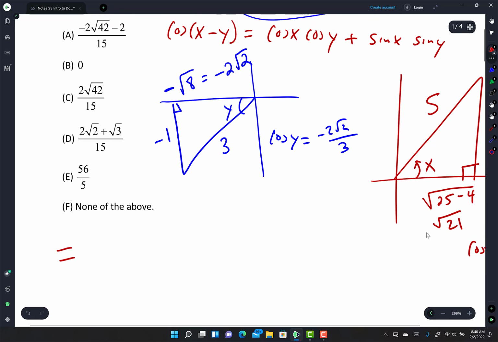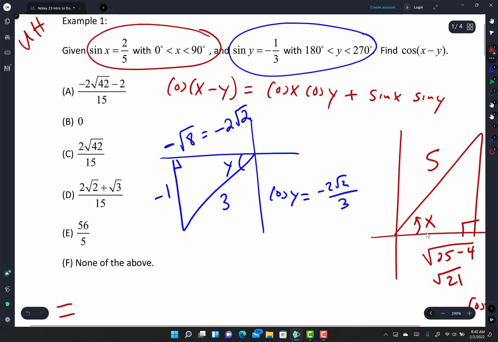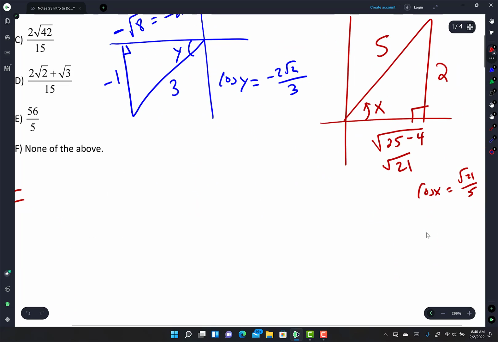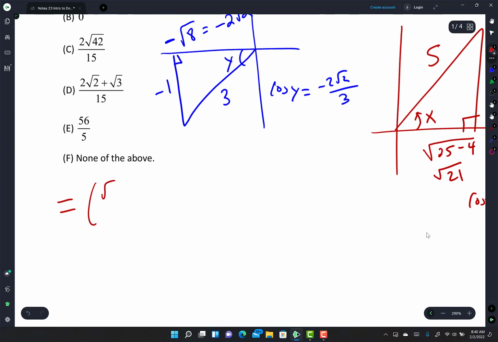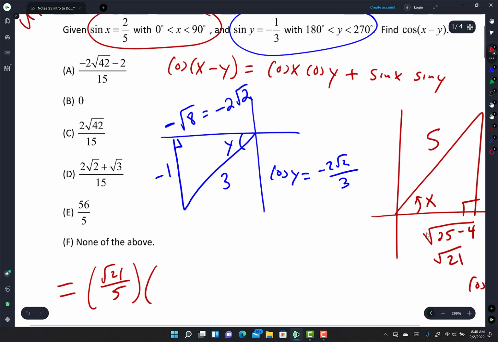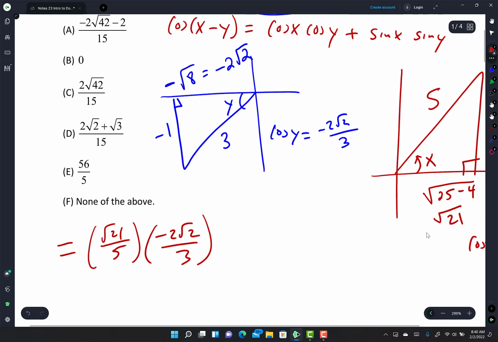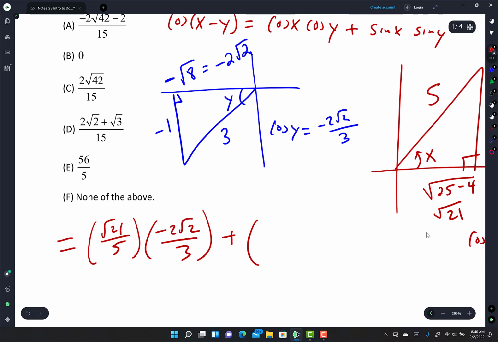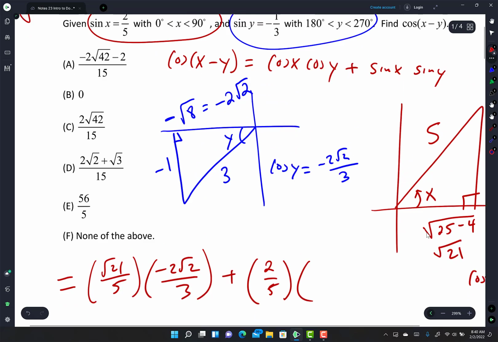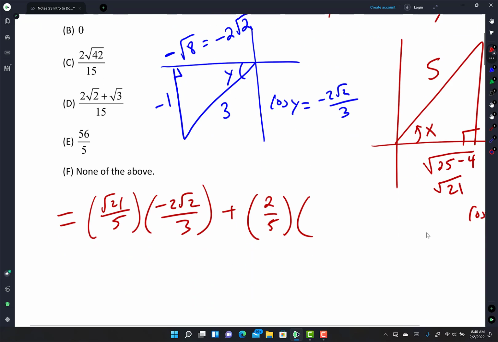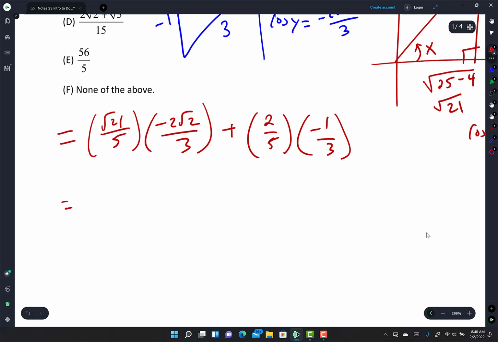Sorry about that. Cosine x, do they give me that? Nope, but I have it over here. So square root of 21 over 5, close, open. And then cosine y, I have it over here. Negative 2 square root of 2 over 3, close, plus sine x, and that they give me 2/5. And then sine y. Sine y is negative 1/3. There it is. And that's it, guys. We're done.